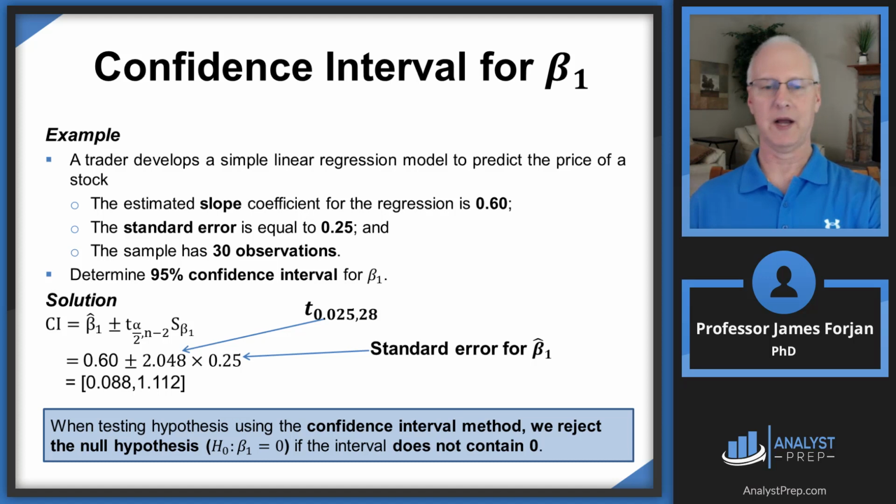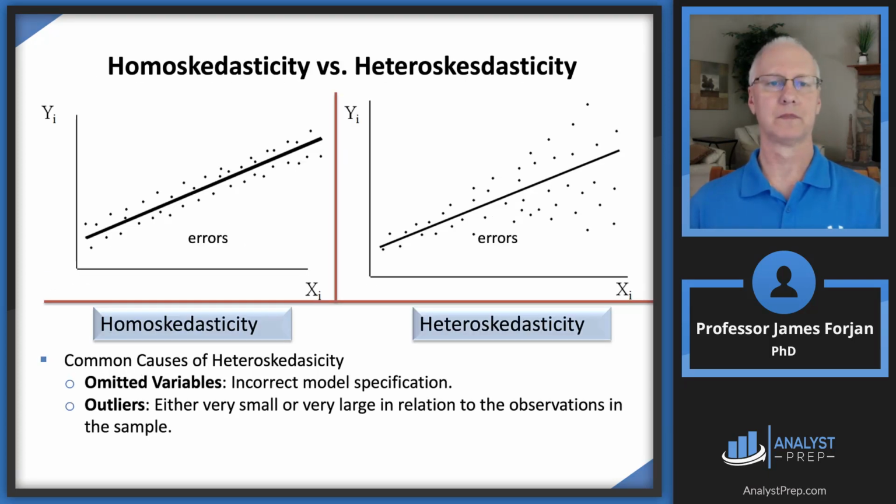Oh, and by the way, let me read that last part down there. When testing the hypothesis using the confidence interval method, we reject the null if the interval does not contain 0. So it does not contain 0. So all three methods, the critical value, the p-value, and the confidence interval method, provide us with the same results.